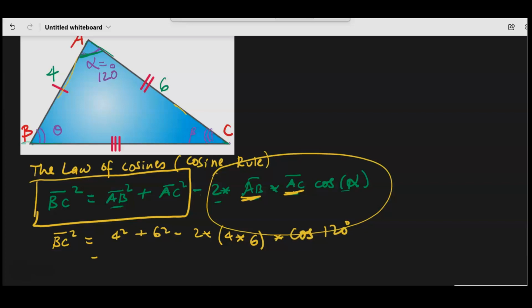So this is 16 plus 36 minus 2 times 4 times 6, which is 48, times cosine of 120 degrees, which is minus 0.5. We can find this value from the table which I've showed you earlier. From that table, directly checking the value of 120 degree for cosine, it gives us minus 0.5.